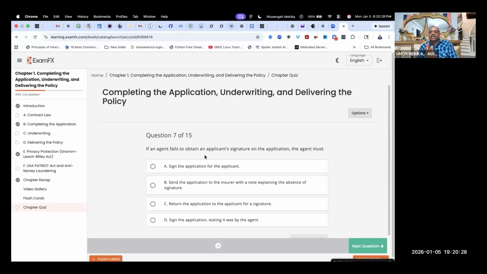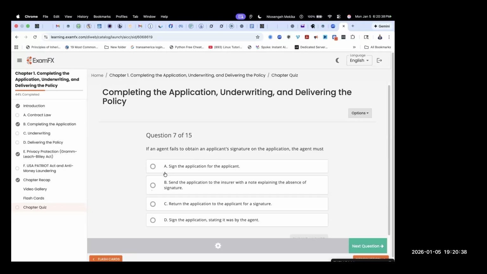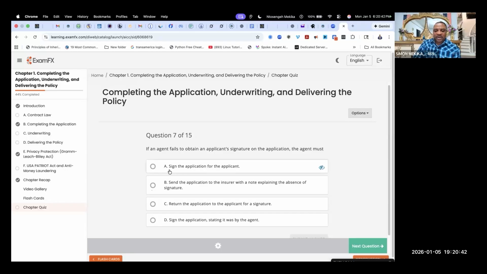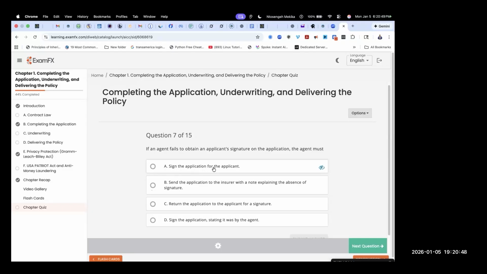All right, now question 7. If an agent fails to obtain an applicant's signature on the application, the agent must do what? So if you don't read in a way as to find the answer, you will not get it. Let me read aloud, okay, Mr. Samuel.